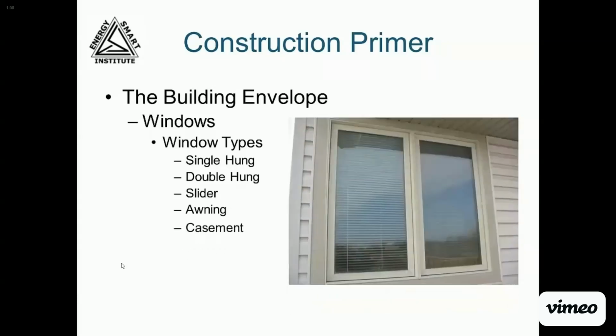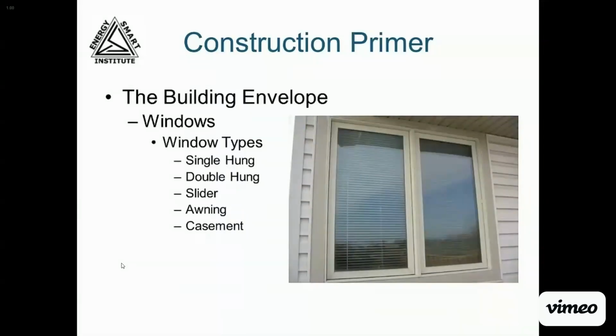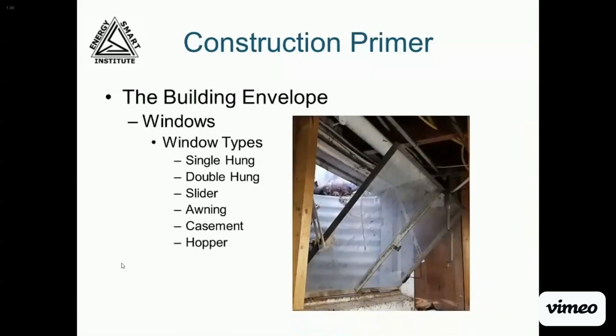The casement window is like an awning window on its side. These are hinged on one side and swing open from the other side. A hopper window is like an upside down and inside out awning window. Its hinge is along the bottom and it opens inward at the top.